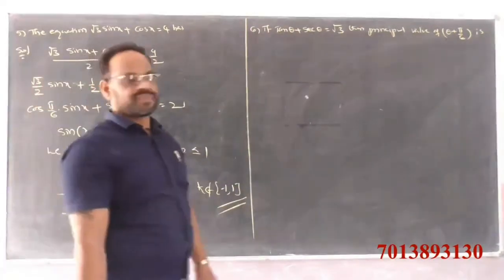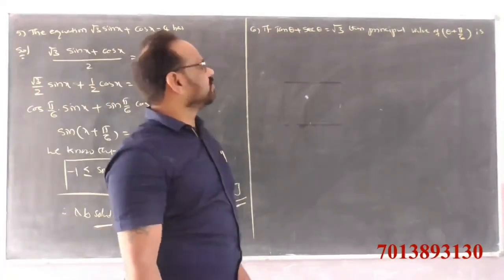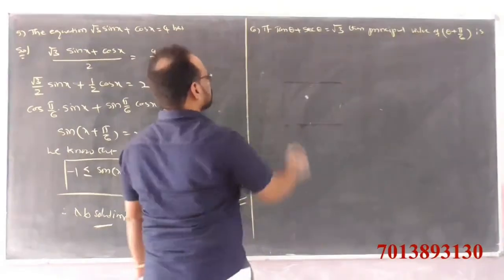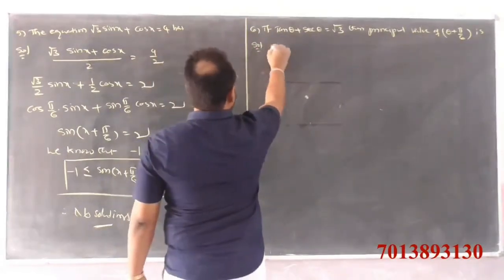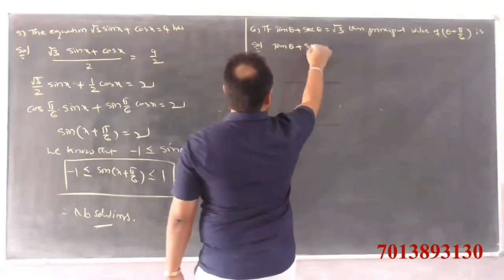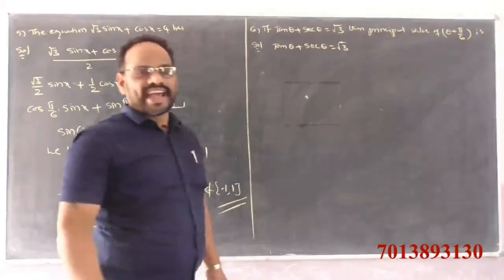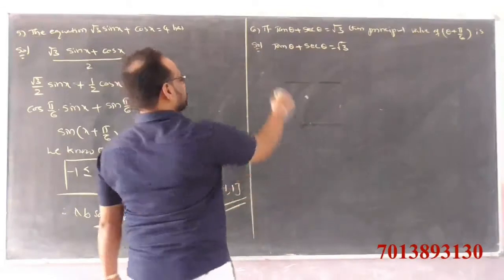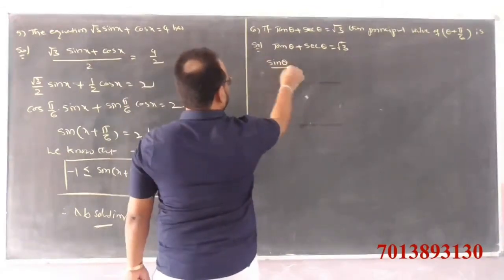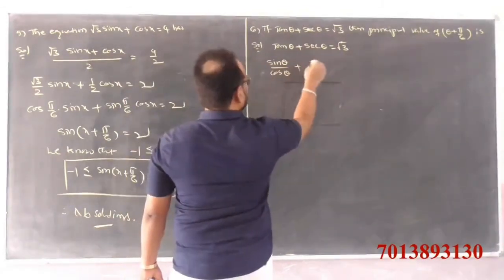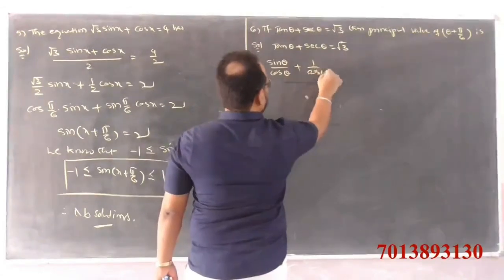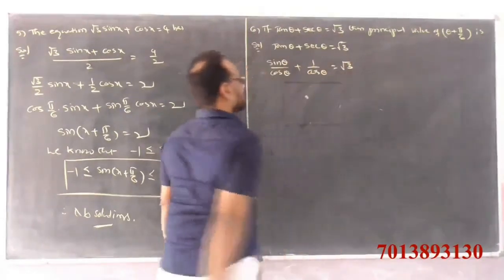Next, what is the next one? If tan theta plus secant theta is equal to square root of 3, given that tan theta plus secant theta is equal to square root of 3. What is tan in terms of sine and cos? That is sine theta by cos theta, plus secant theta is 1 by cos theta, is equal to square root of 3.